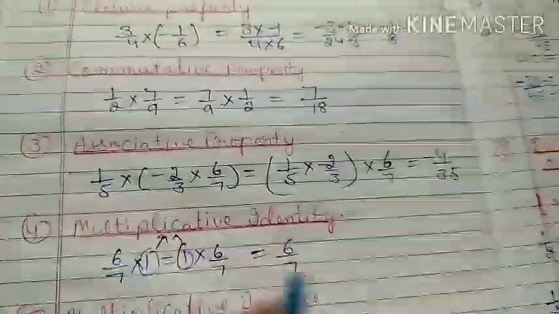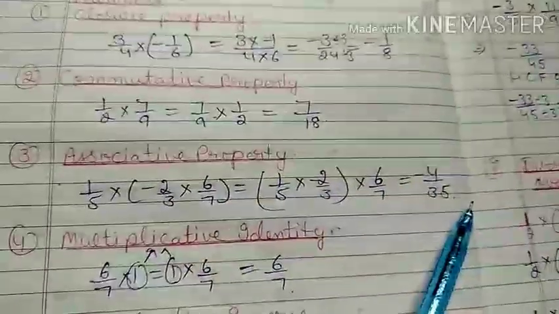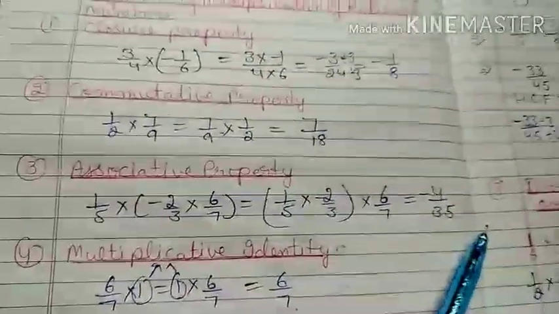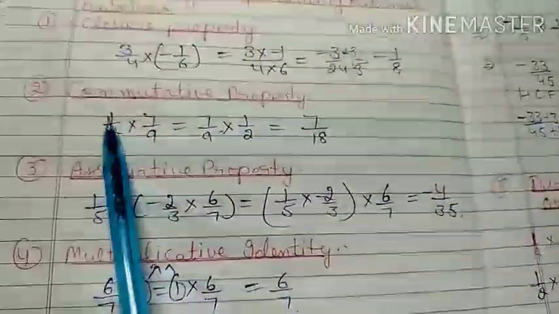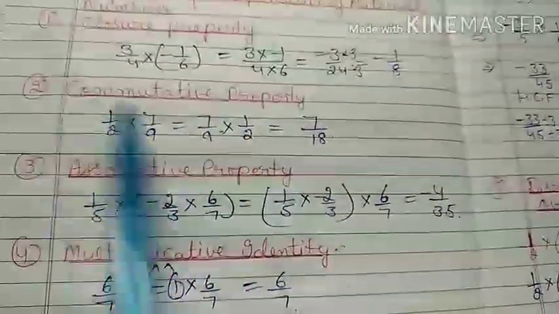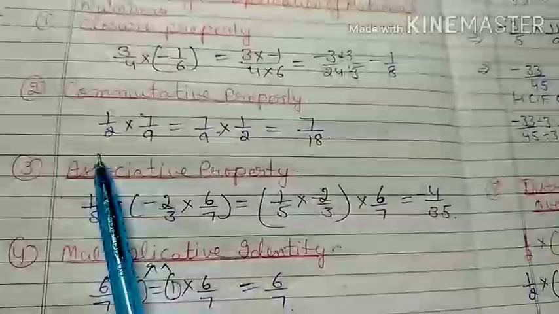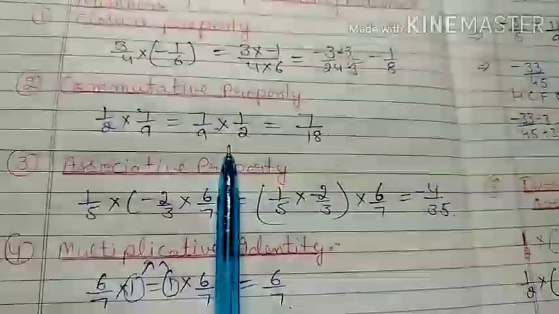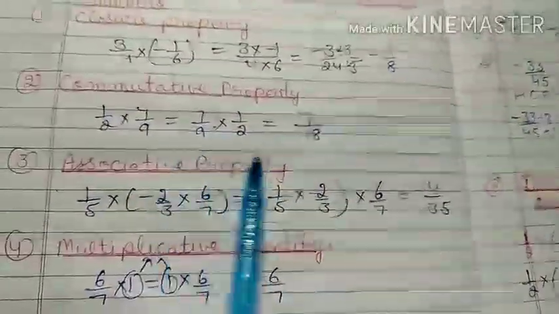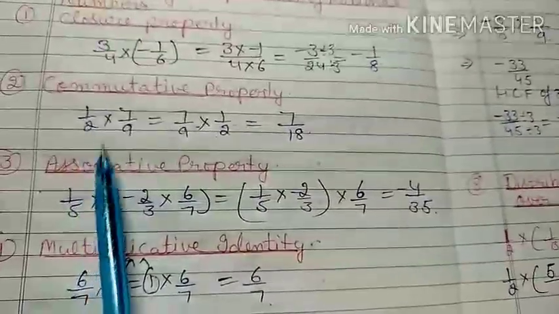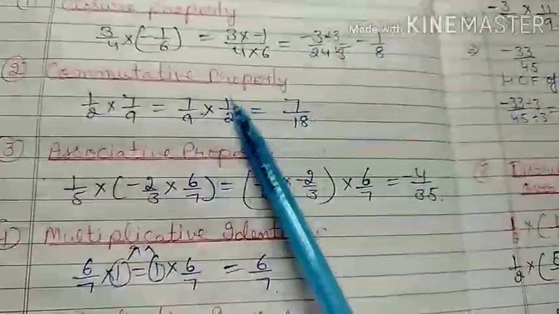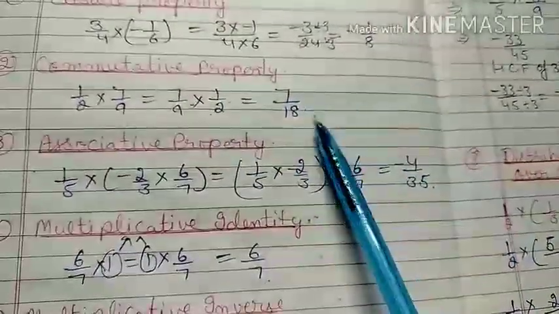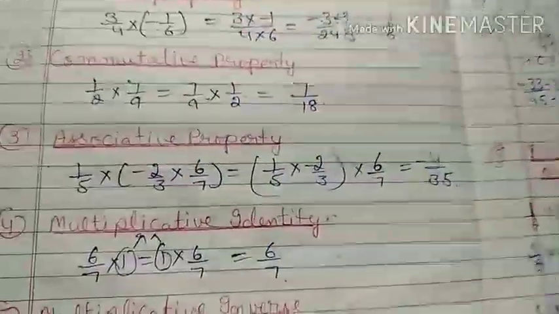Next is commutative property. Commutative property basically deals with the multiplication of two rational numbers in any order. If you multiply two rational numbers in any order, your answer will be same. If I have 1 by 2 into 7 by 9, and I just reverse the order, like the second rational number in first position and the first rational number in the second position, if you multiply in any order, your answer will be same. Here 1 by 2 into 7 by 9, or 7 by 9 into 1 by 2, when you multiply this, 7 into 1 gives you 7 and 9 into 2 gives you 18. Any order when you multiply, your answer will be same.